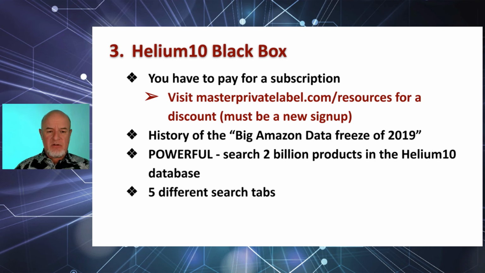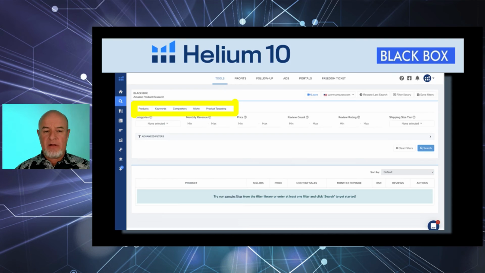Okay, so it's powerful. You can search 2 billion products in the Helium 10 database, and there's 5 different search tabs. So we'll be going through those in depth in the lesson upcoming. And here's Helium 10 Black Box, and there's those 5 tabs right there: the products, keywords, competitors, niche, and product targeting. Those are the 5 tabs within the tool that we are going to be going through in depth, okay?